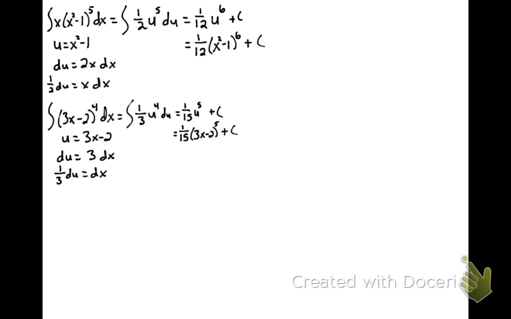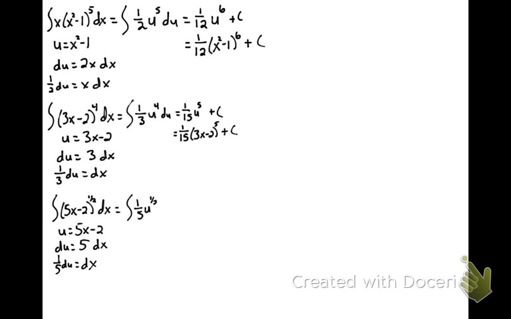Example 3, we've got the integral of the square root of 5x minus 2, which is the same thing as (5x minus 2) to the 1/2 power dx. If I let u equal 5x minus 2, then du equals 5 dx, or 1/5 of du equals dx. So when I substitute in and get this in terms of u, this will be 1/5 u to the 1/2 du.